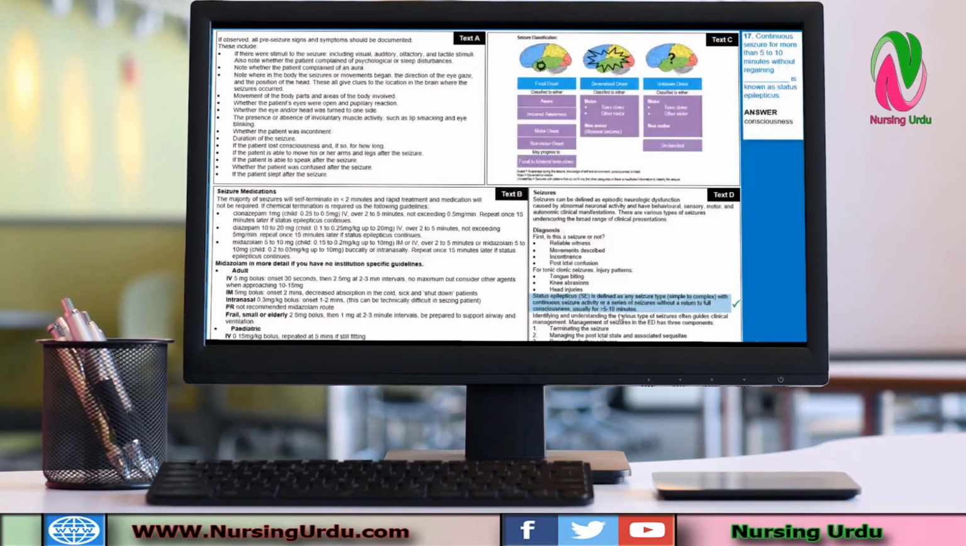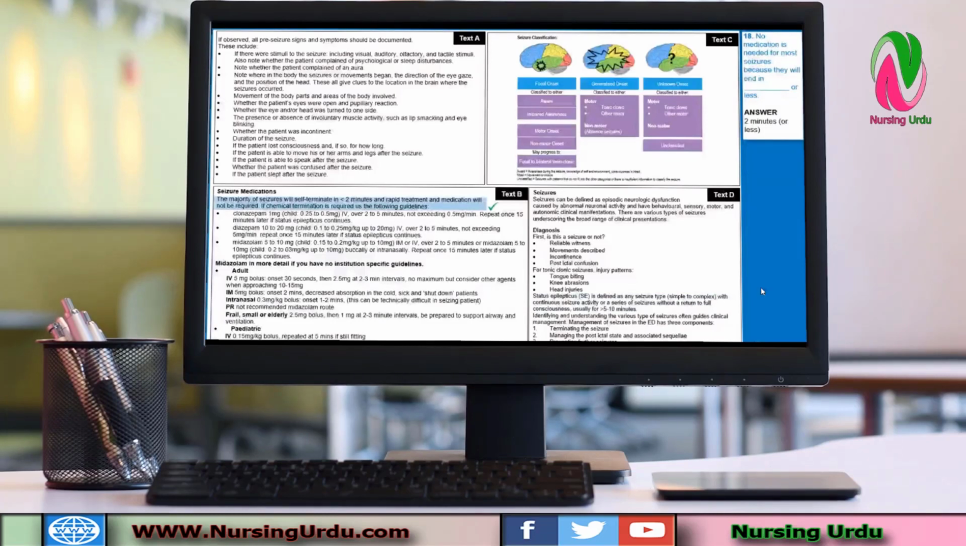So what part is missing? Without regaining something. Okay, so basically without a return to full consciousness. So without regaining consciousness, or I think full consciousness would also be accepted in this particular answer. Okay, so that's number 17.